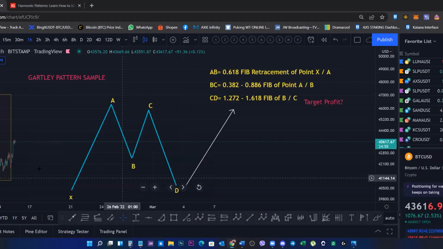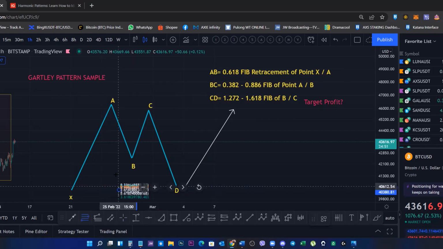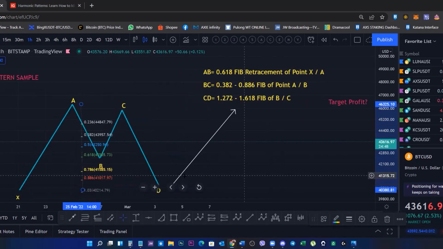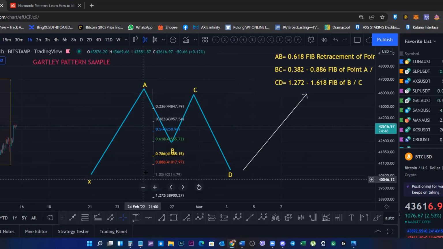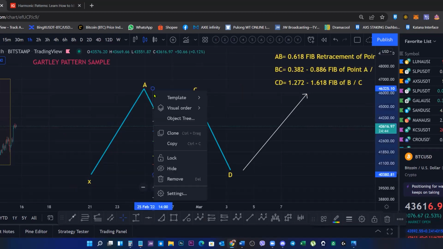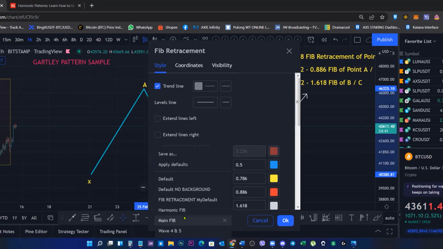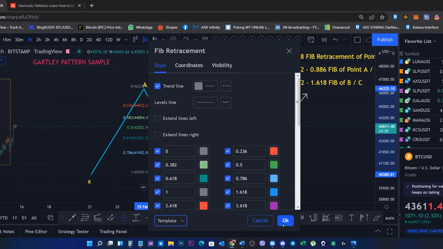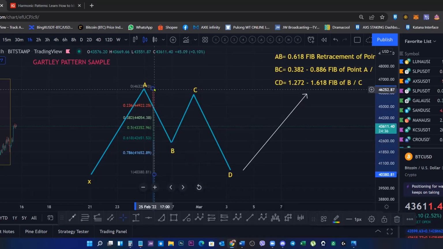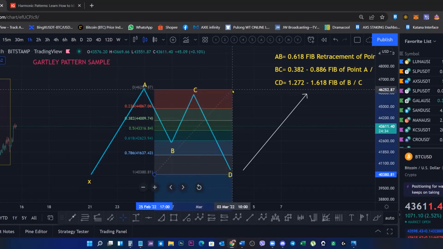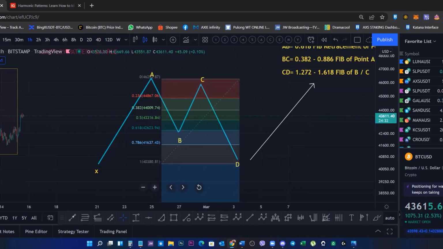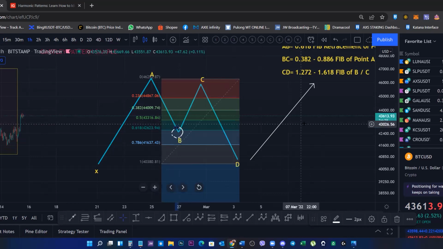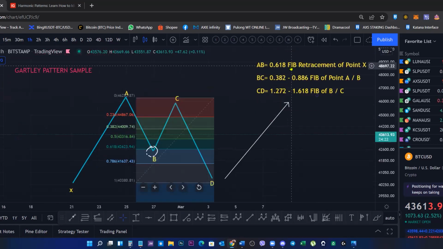Okay. So I will now use the Fibonacci. I just have some changes in my Fibonacci, but this is the same. We can also use the default one. So we'll use the default one. This is the default Fibonacci. As you can see here, it is at 0.618. So this is a valid Gartley Fibonacci.